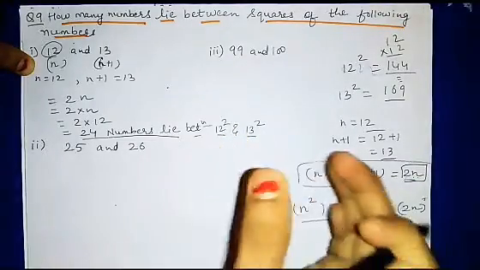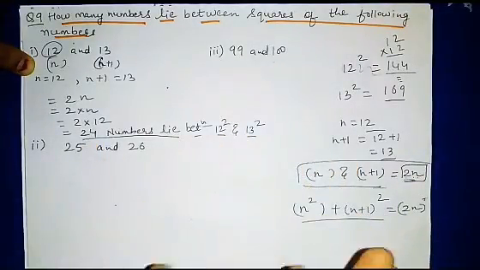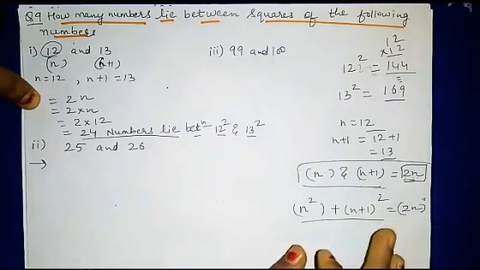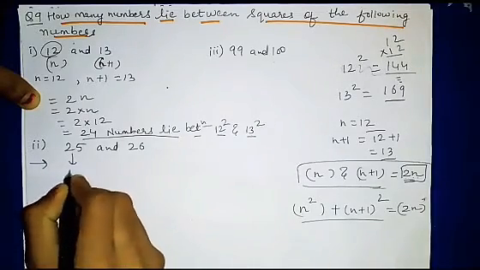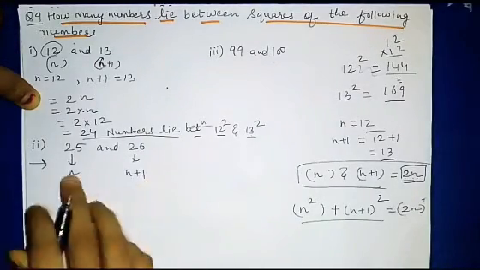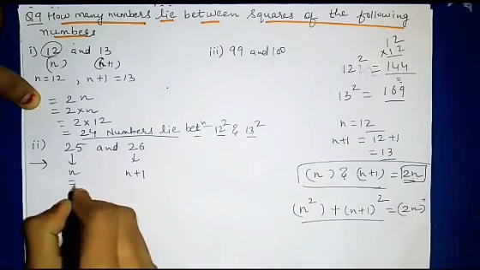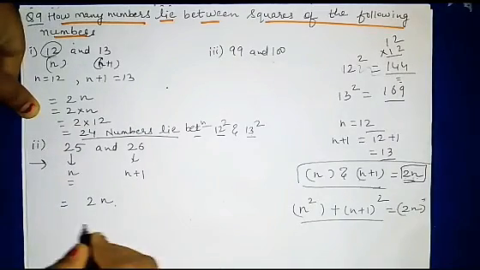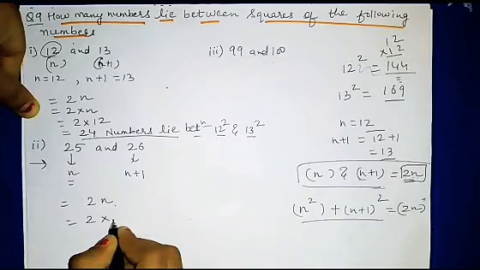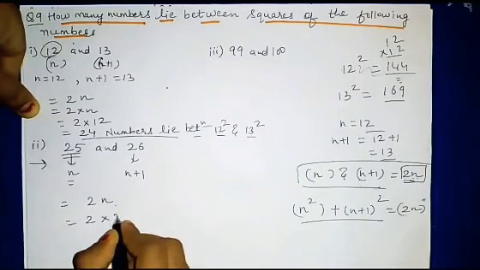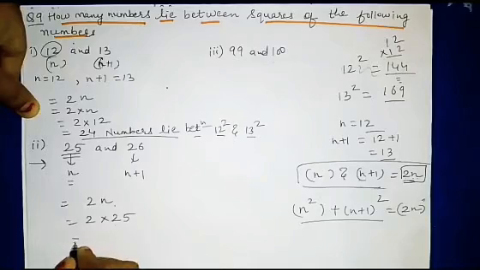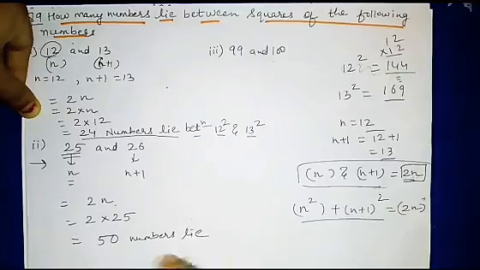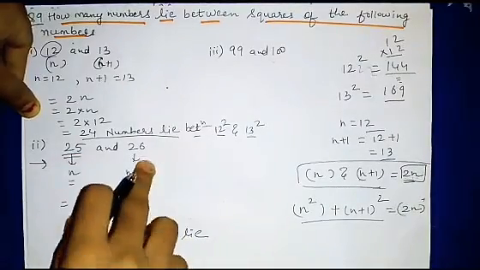Whatever the answer of 12 square and 13 square is, there will be 24 numbers between them. Okay, so this is the easiest way. Now the second one we will also do the same way. This is n and this is n plus 1, one more. So again we apply the rule, 2n. So 2 into n, what is n? n is 25. So 2 into 25, 25 2s are 50. So here 50 numbers lie between the squares of 25 and 26.